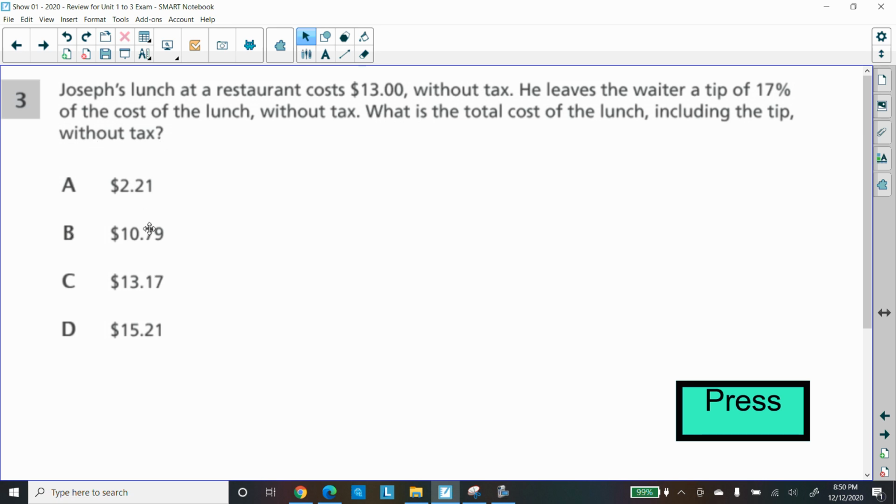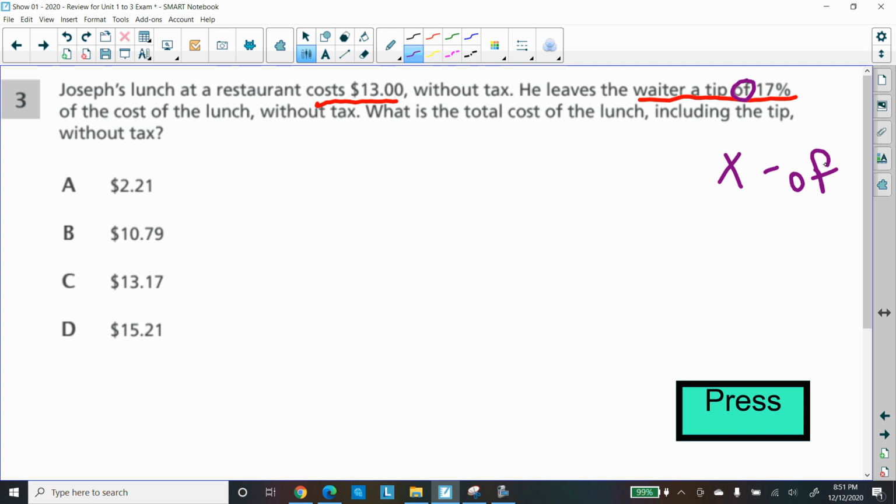All right, so we got some things we need to point out to you. So let me start highlighting a few things. The cost was $13 for the lunch, and there's a tip for the waiter of 17%. And "of" is a good word to know because, if you remember in my other video, "of" most times means multiply. So keep that in mind. Of means multiply. So I'm going to multiply $13 times 17%, or 17% of $13. So let me get my calculator.